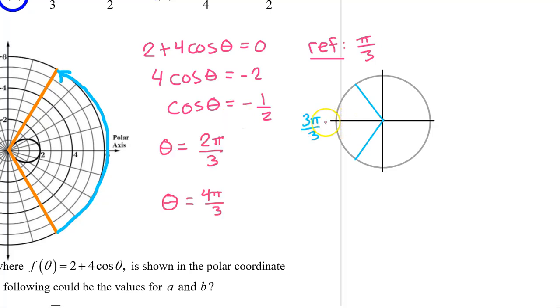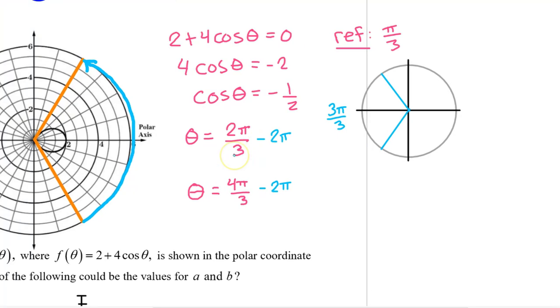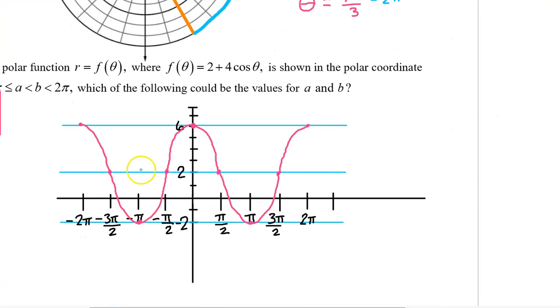We can think of pi as 3 pi over 3, so this angle in the second quadrant is 2 pi over 3, and this angle in the third quadrant is 4 pi over 3. These are two solutions, but they are not the only solutions. The period of cosine is 2 pi, so you will get another solution every time you add or subtract 2 pi. I am subtracting because I'm trying to get the x-intercepts over here on the left side.